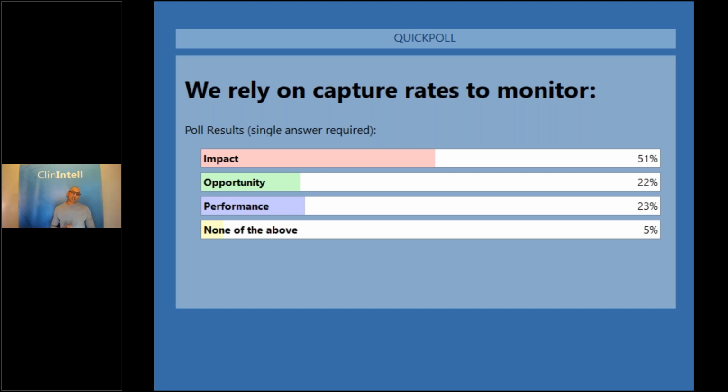About 5% of us are saying none of the above. I'd love to hear from you what you are actually using or monitoring to isolate the severity component of CMI, because as you know, the CMI can bounce around without it being an indication of severity documentation.